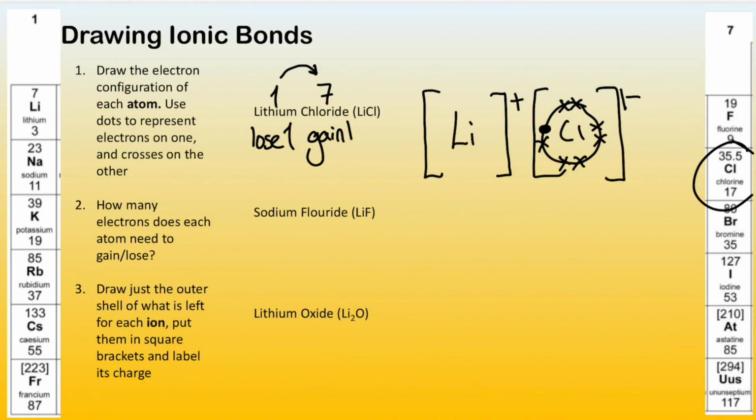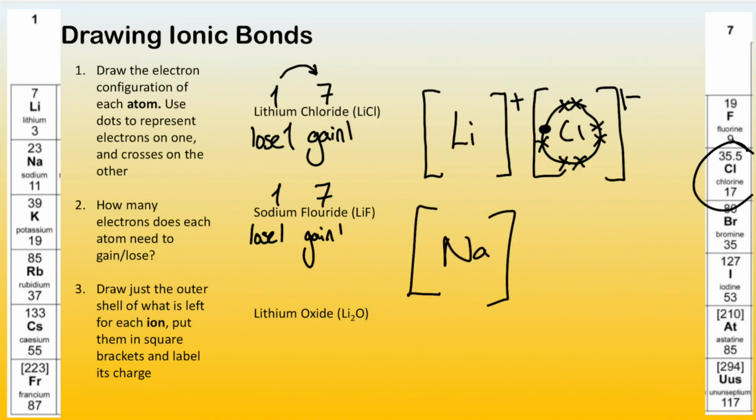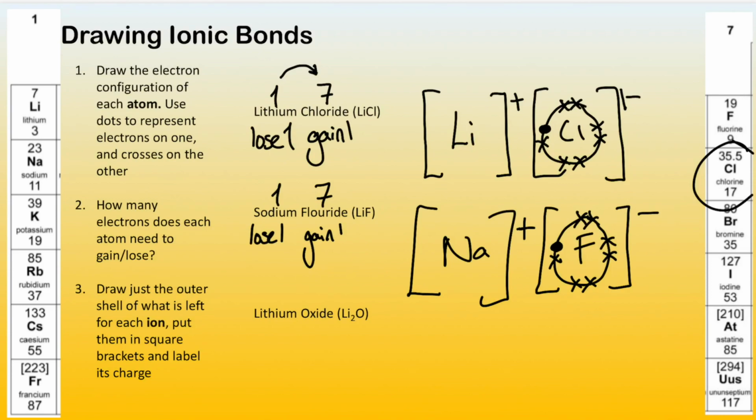For sodium fluoride, sodium again is in group 1, fluorine is in group 7, so sodium needs to lose 1 electron, fluorine needs to gain 1 electron. So it's a very similar setup: Na in square brackets with a plus because it's lost 1 electron, and then fluorine, we draw its outer shell of electrons here that it's now got. It had 7 originally in its outer shell because it's in group 7, and it's now gained an extra 1 electron. So it's now minus because it's gained 1 electron. Electrons are negative, it's now minus 1.